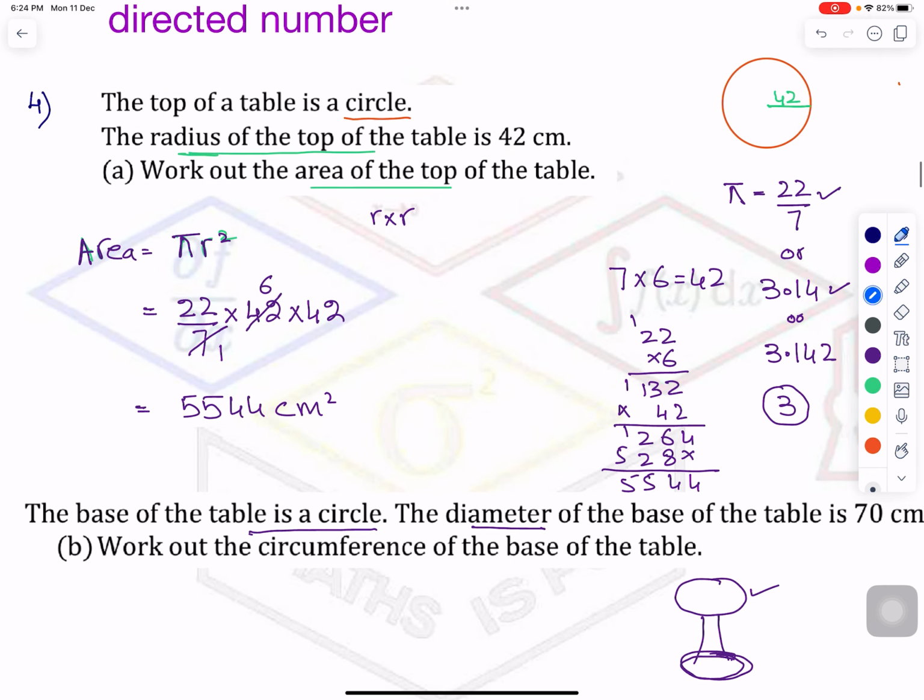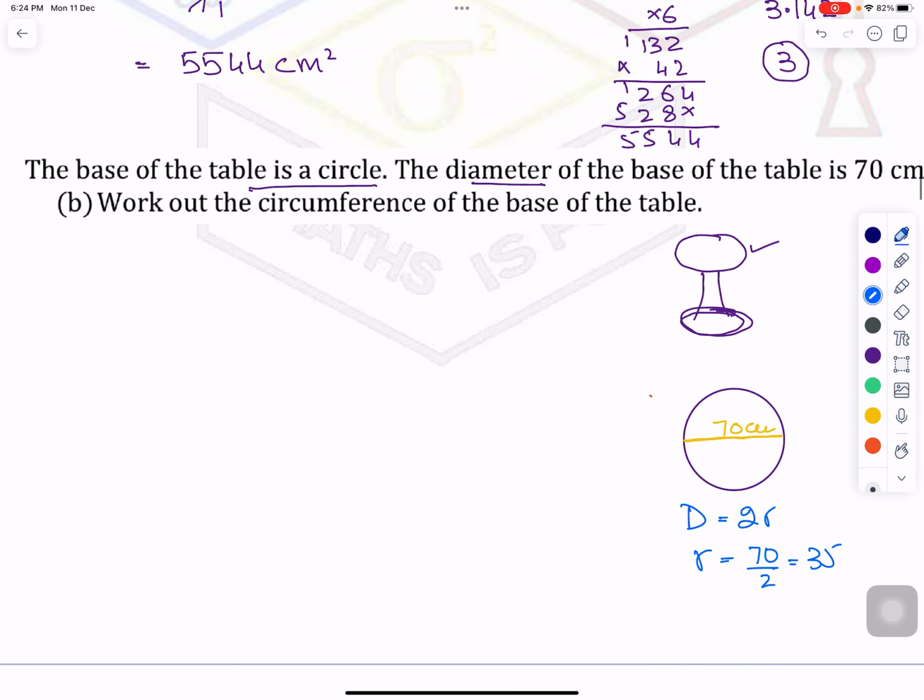And what was the radius of the top? 42. So it is smaller. You have to find out here the circumference of the table. So in this question, the simple meaning is that you have to find out the circumference of a circle. So it's not complicated at all, right?